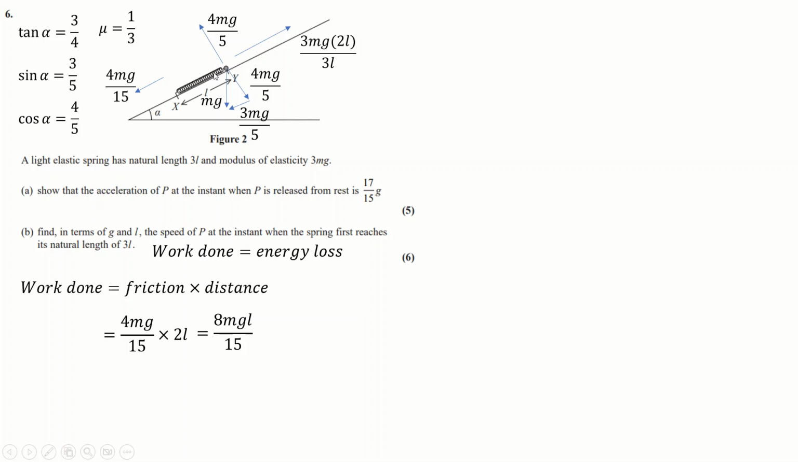There's kinetic energy. Initially it has kinetic energy 0. To finish with it has kinetic energy half mv squared, where v is just the thing that I'm looking for, the speed at this instant. So that's the kinetic energy gained. There is potential energy gained, and there's also elastic energy lost. Now, at the moment that it's at 3L, there's no elastic energy in the spring, because it's sitting at its natural length. So it loses all the elastic energy it had before.